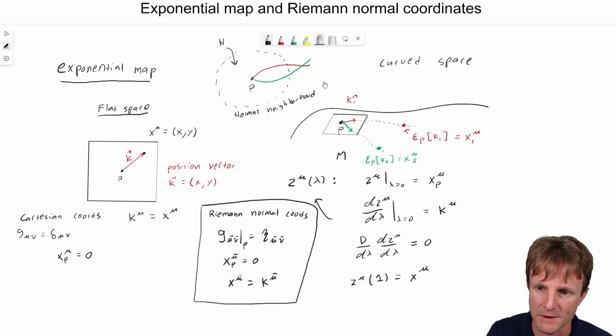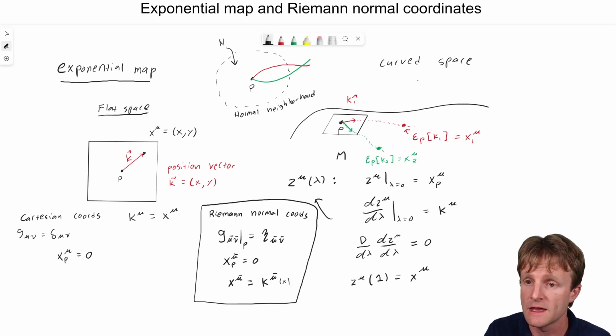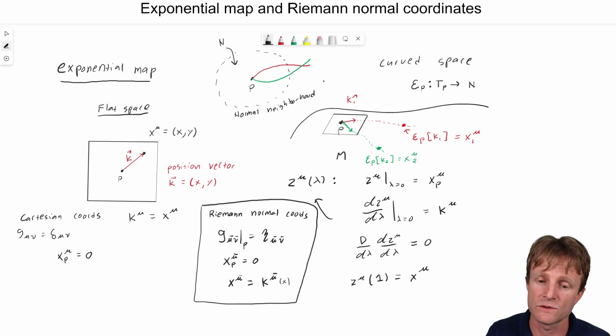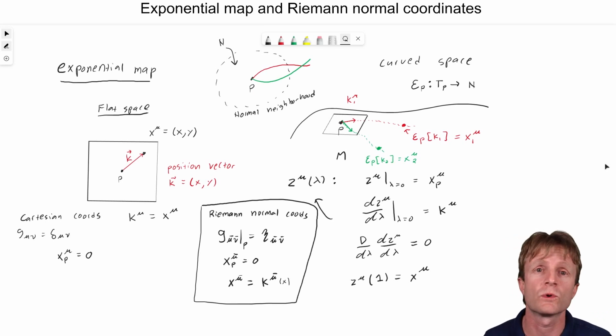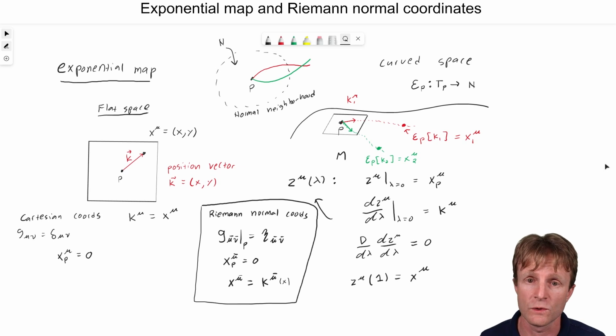So to summarize, the exponential map at a point P maps you from the tangent space at P, the choice of vectors, to the normal neighborhood, all the points for which you can find a unique geodesic, and is defined in this way. And the associated coordinate system is called Riemann normal coordinates. So the exponential map is the closest thing to a position vector in a curved space-time, and the Riemann normal coordinates are the closest thing to Cartesian coordinates.